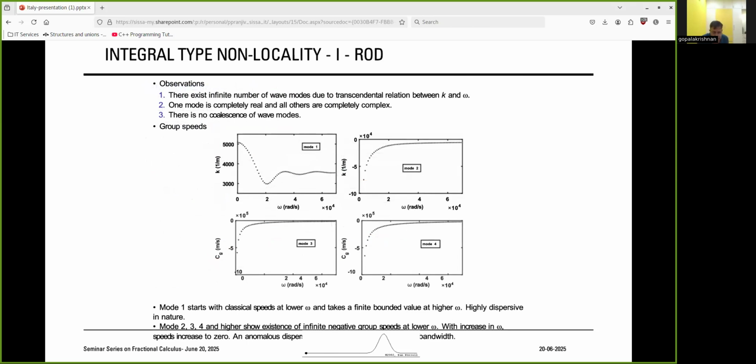So these are the speeds. Again, one of the modes goes to negative speeds and then goes to an unbounded speed. Only one mode is well behaved. Next, please.